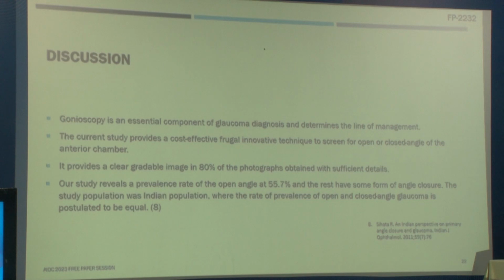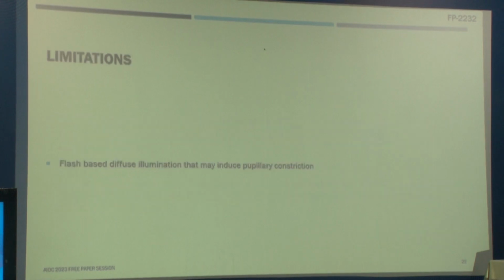So gonioscopy is an essential component of glaucoma diagnosis that determines the line of management. The current study provides a cost-effective, frugal, innovative technique to screen for open or closed angle of the anterior chamber. It provides a clear gradable image in 80% of the photographs. Our study reveals a prevalence rate of open angle at 55% and the rest in some form of angle closure. The study population was Indian, so it correlated. The limitation is that it is a flash-based diffuse illumination that may induce pupil constriction. It is a theoretical consideration that limited our study.